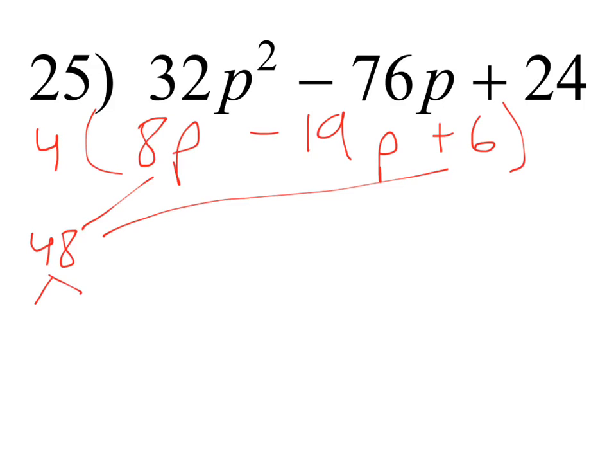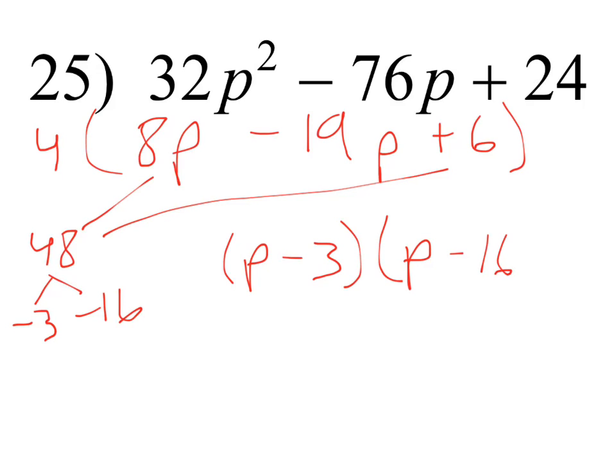And we need to figure out what factors of that add up to be negative 19. Since that's negative, we're going to have a negative, and it's looking like negative 24. Nope, not negative 24 and 2, like I thought it was going to be. Hold on a second. Okay, it's going to be negative 3 and negative 16. So now we're going to make our little binomials here. P minus 3, and then P minus 16.